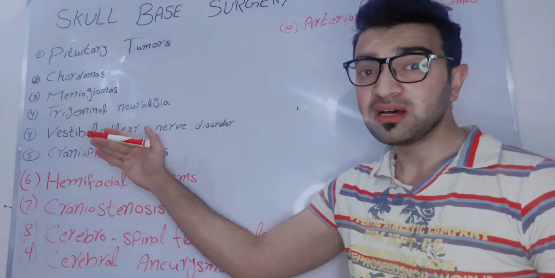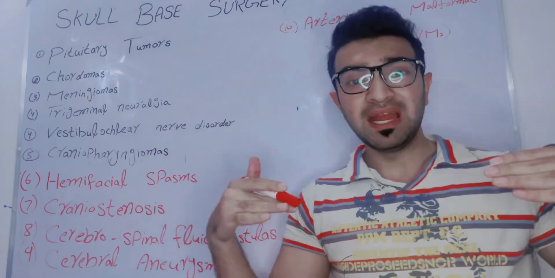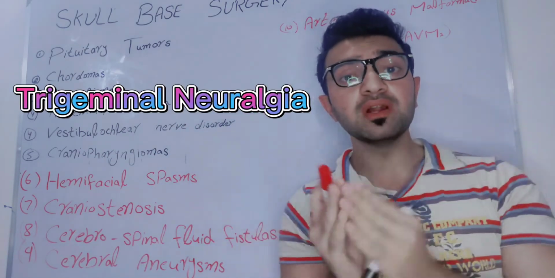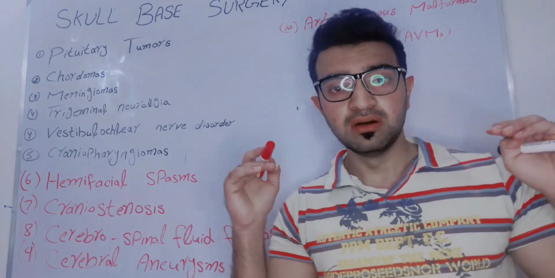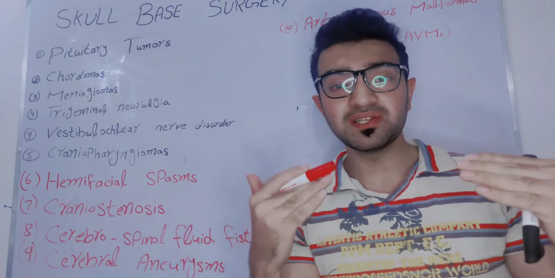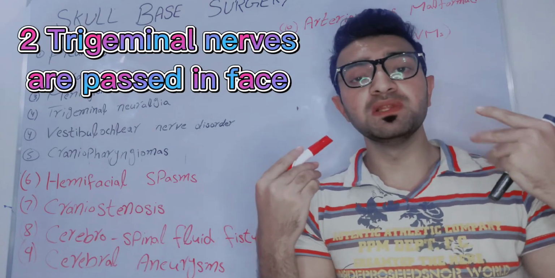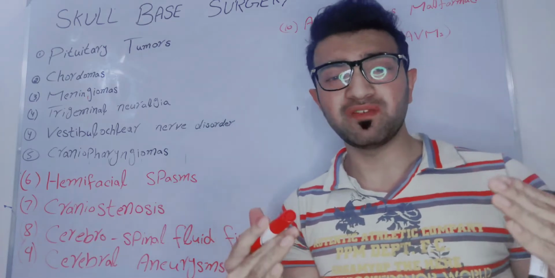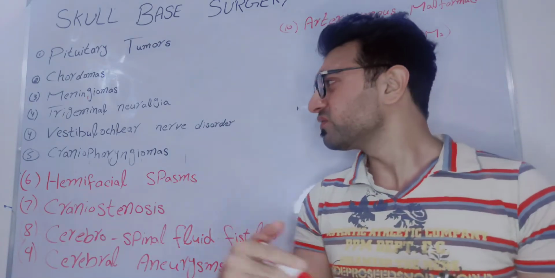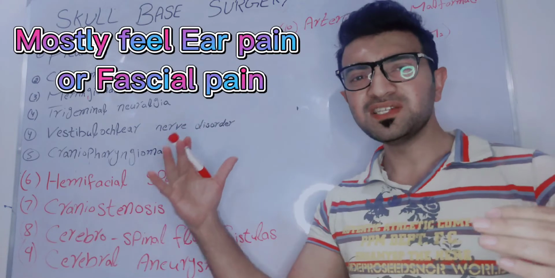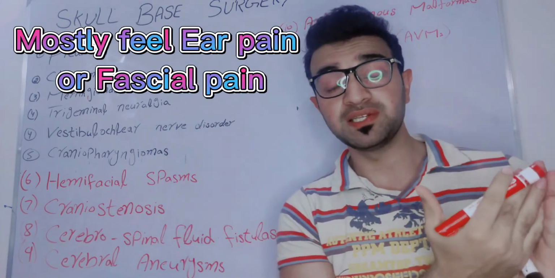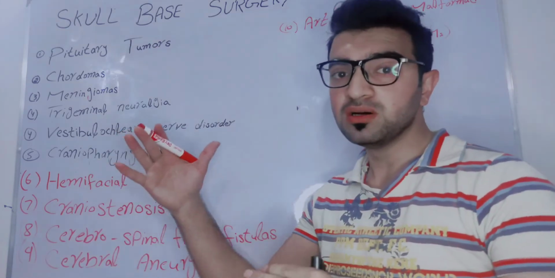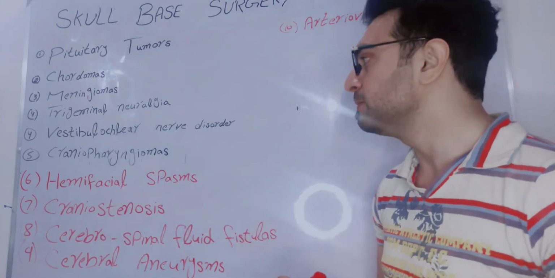The fourth one is trigeminal neuralgia. As we studied before, this is a cranial nerve. We have 12 cranial nerves. Inshallah, we will discuss the 12 cranial nerves in the next video. In our face, the two trigeminal nerves pass. When some difficulty occurs in this type of condition, mostly we feel ear pain. This mostly occurs on one side of the face. So normally we perform surgeries. Trigeminal neuralgia is included in skull-based surgeries.